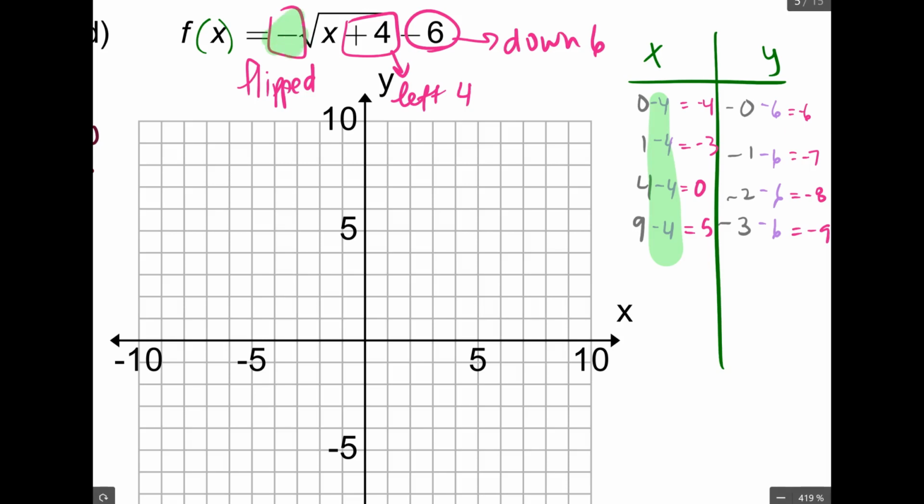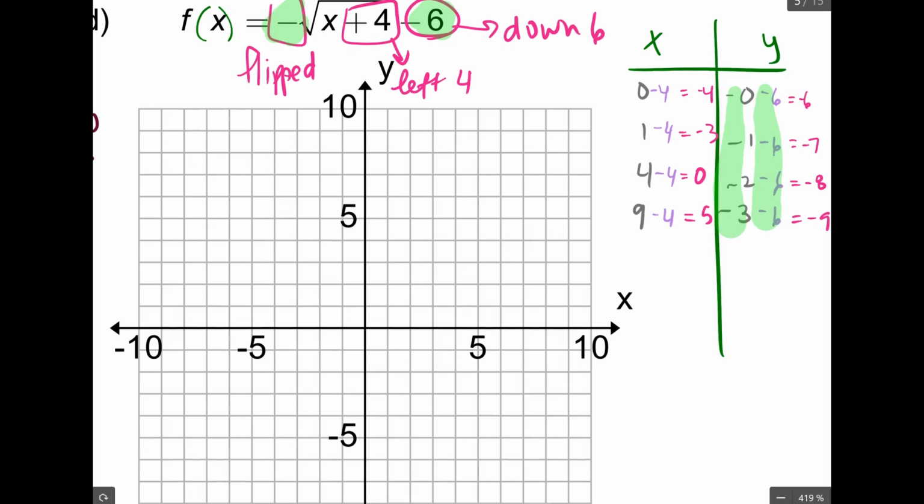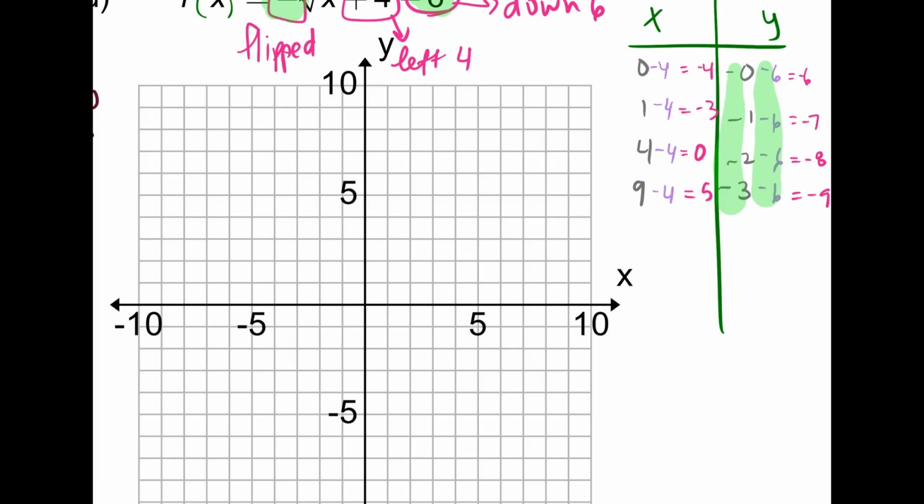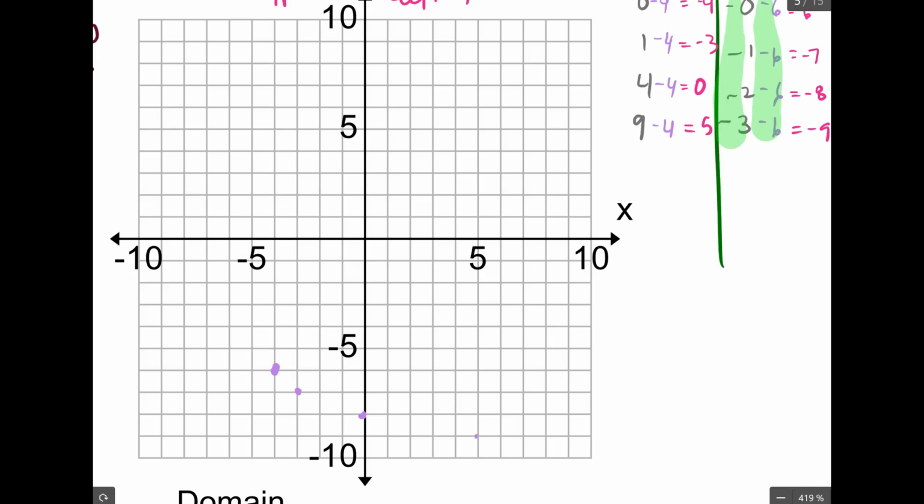And then I have this negative, so that's flipped. So that's why I put a negative sign in front of all of my y values, right? And then I had to minus 6. So I made all my y values negative, effectively flipping them, and then I subtracted 6. So this is going to be a real interesting looking graph. So I have negative 4, comma, negative 6, negative 3, comma, negative 7, 0, comma, negative 8, 5, comma, negative 9.